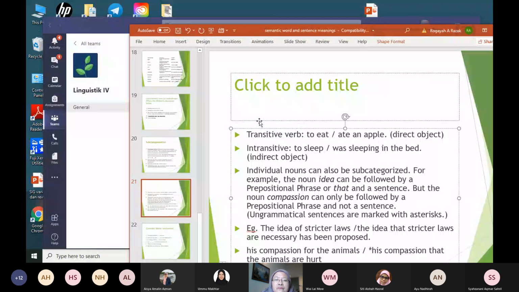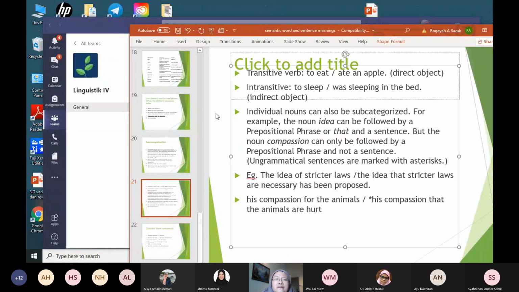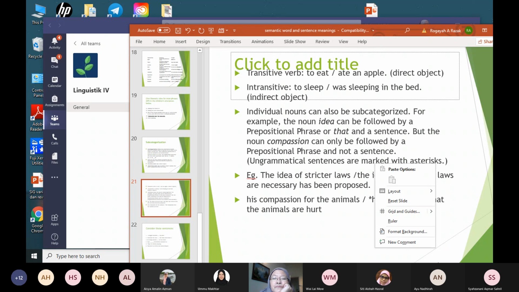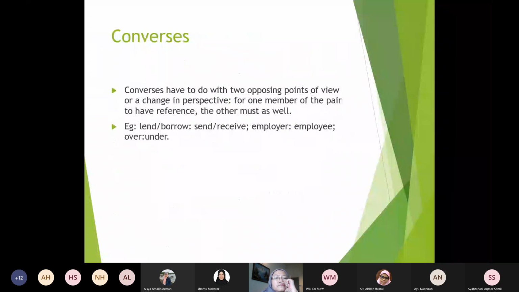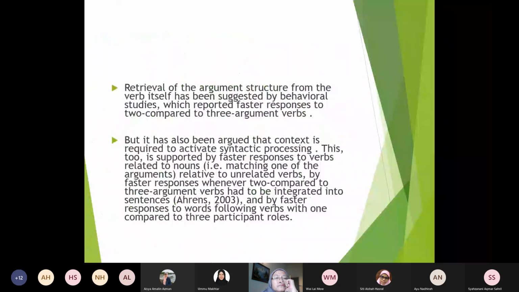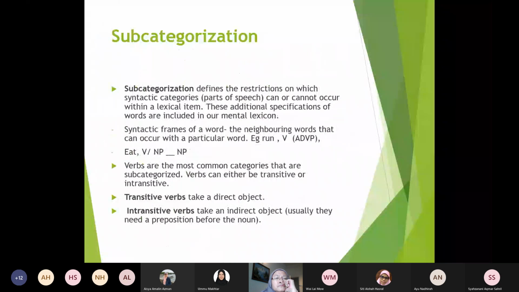Why is my PowerPoint not down here? It's not there. So I need to go up, and then it will start from the beginning. Okay.